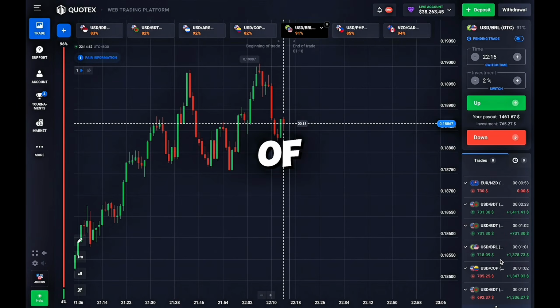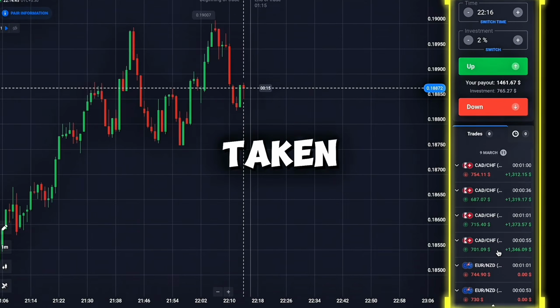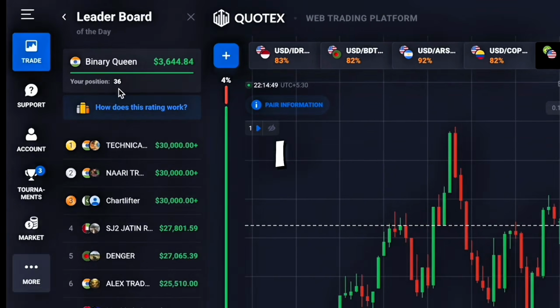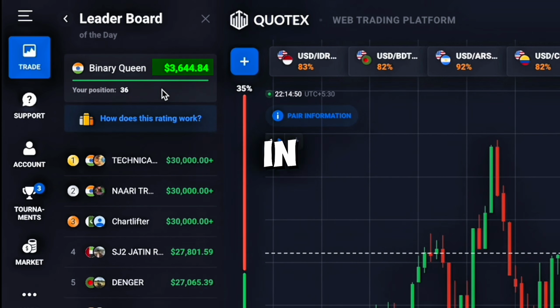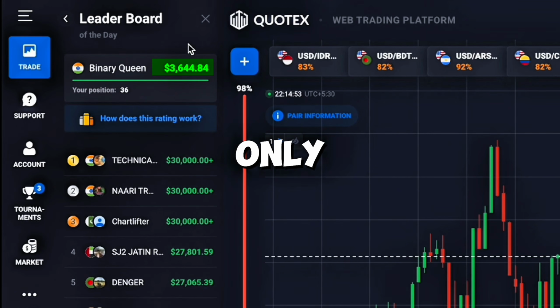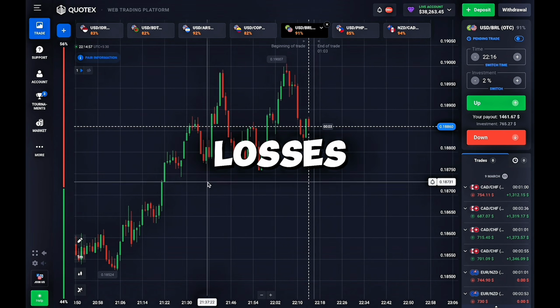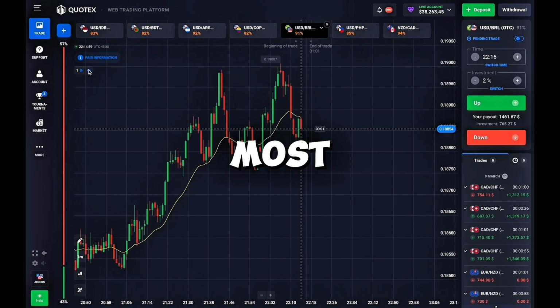On the right hand side of the screen, these are all the trades I have taken, and on the left hand side, this is my leaderboard. So far, I have already booked $3,600 in profit, and guess what? I have only lost 2 trades so far. Yes, you heard that right. Just 2 losses.